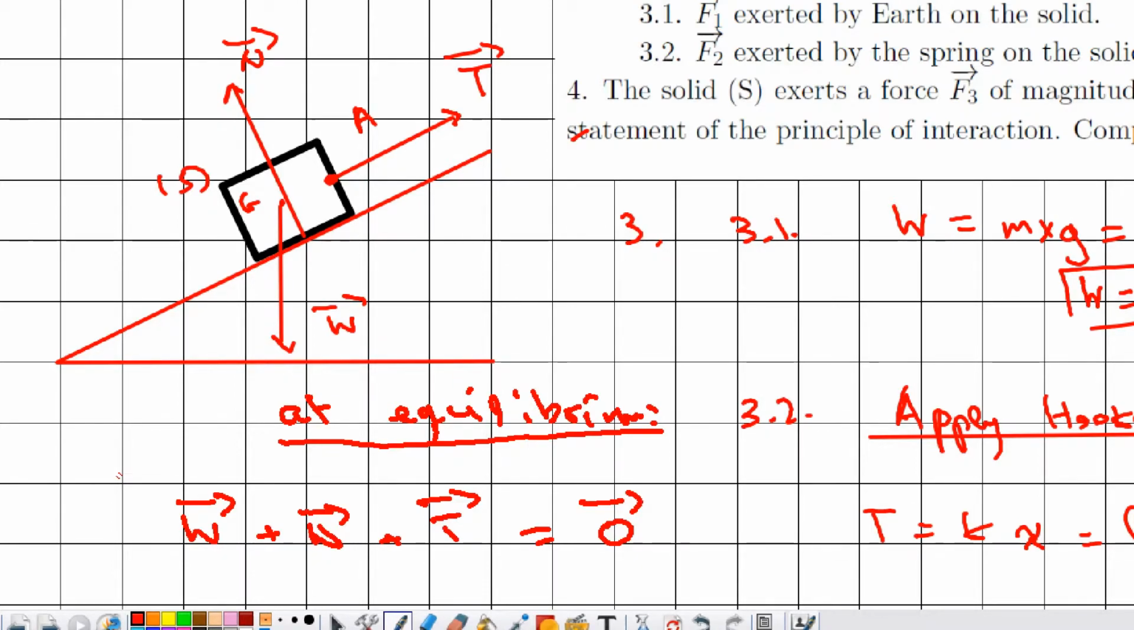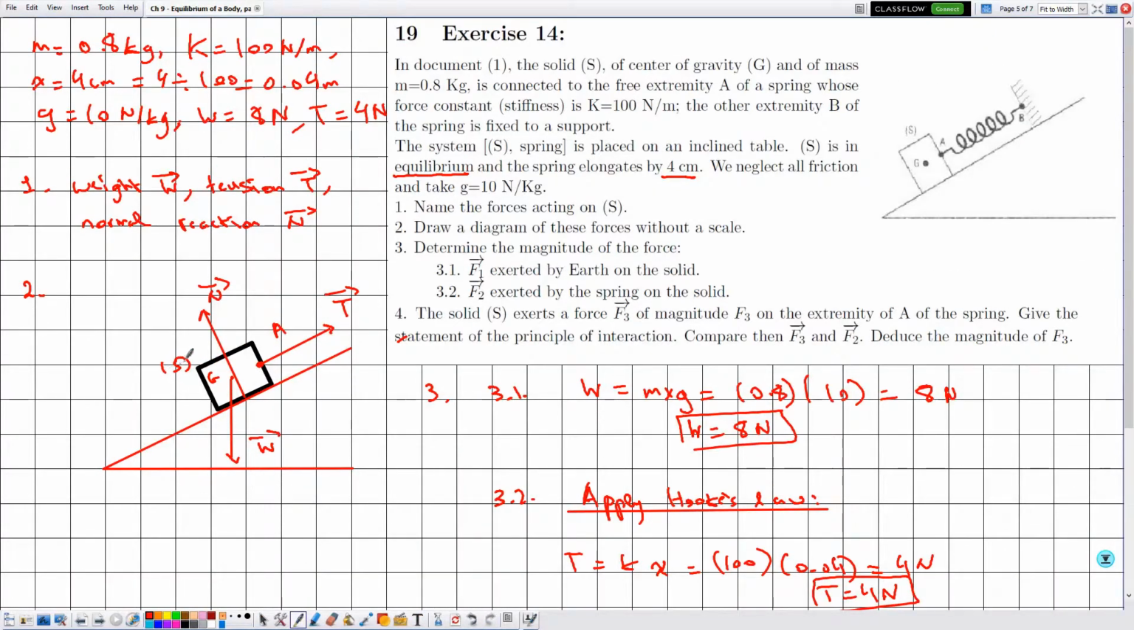magnitudes. So we have another term that is present, which is the normal reaction. So we cannot say that if the weight is equal to 8 newtons, the tension is equal to 8 newtons, due to the presence of the normal reaction. So for this reason we didn't use the condition of equilibrium, simply because how many forces are acting on the solid S? 3 forces and not only 2 forces. So in this case we need to apply Hooke's law and not the condition of equilibrium.